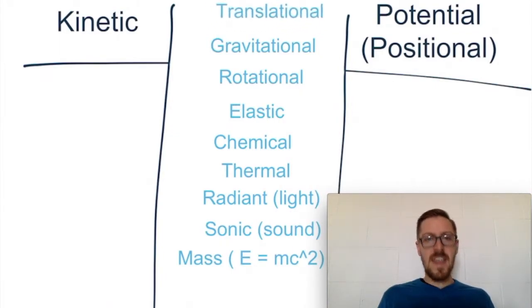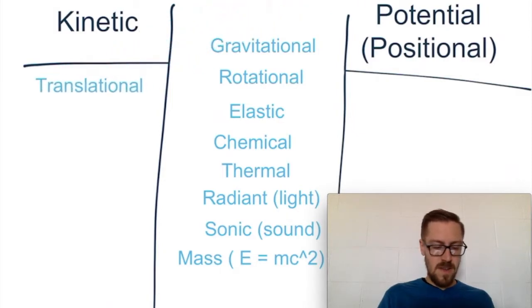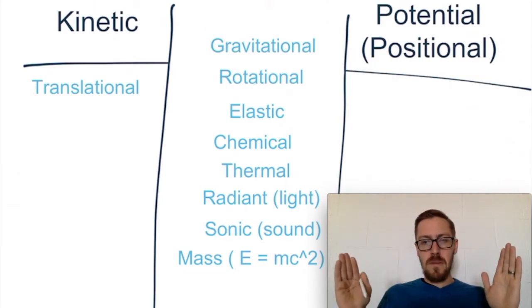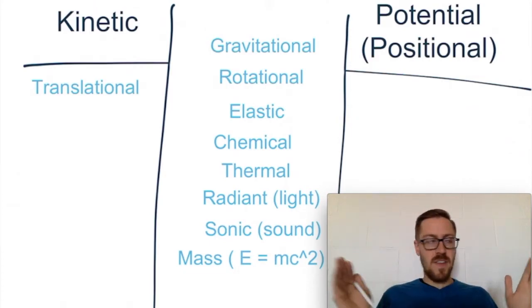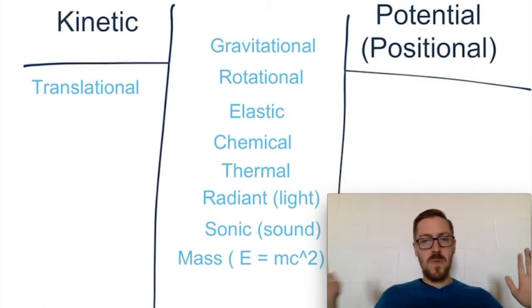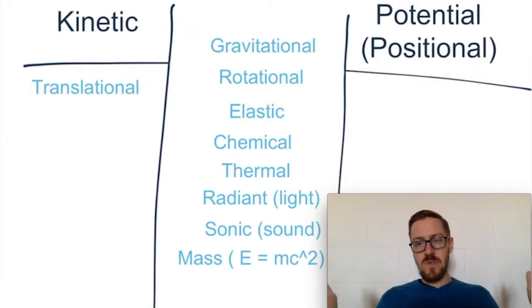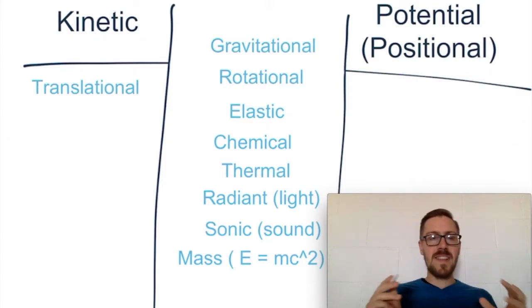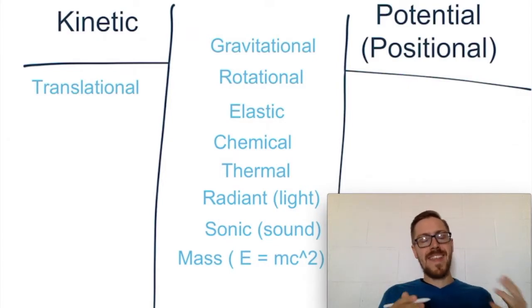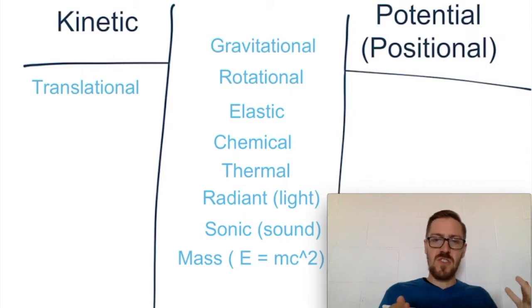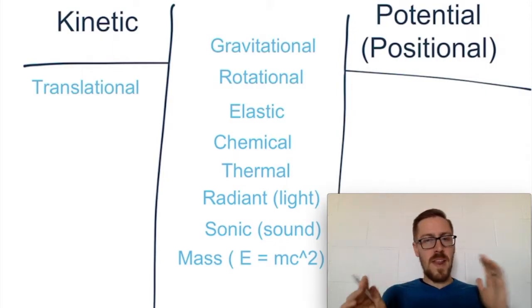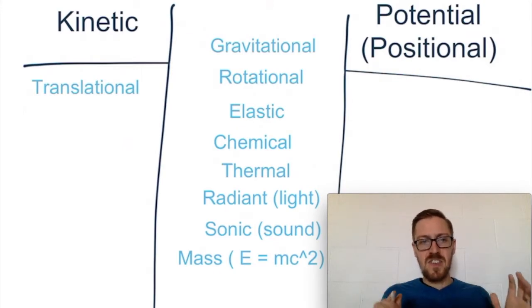Translational energy is a kind of kinetic energy, so it goes in this category, for objects that are going from point A to point B. They're translating. They're going from one place to another. A car in motion, or you running, or throwing a baseball. What you normally think about with kinetic energy is translational kinetic energy. So anything in motion from point A to point B, translational.